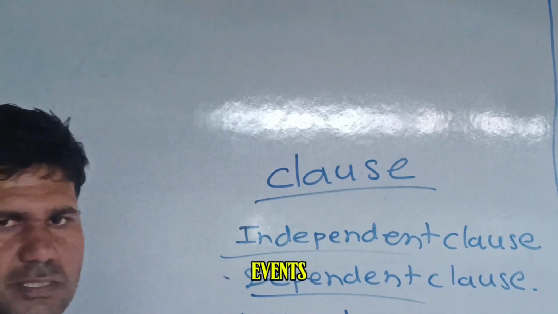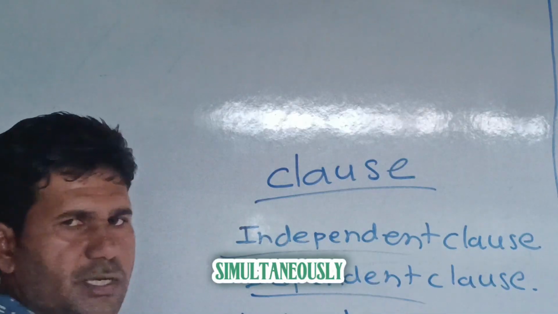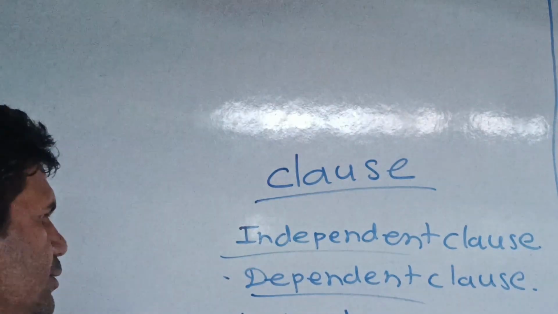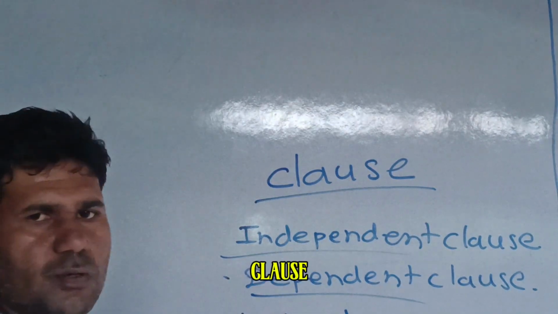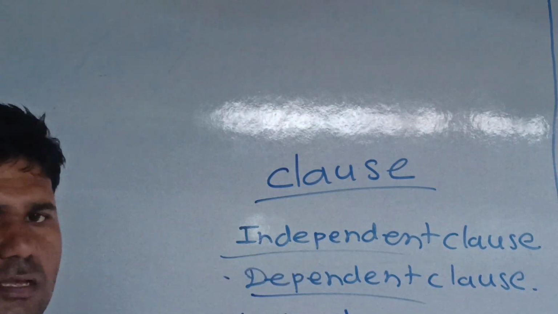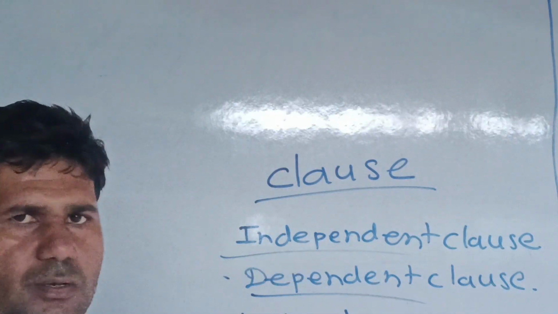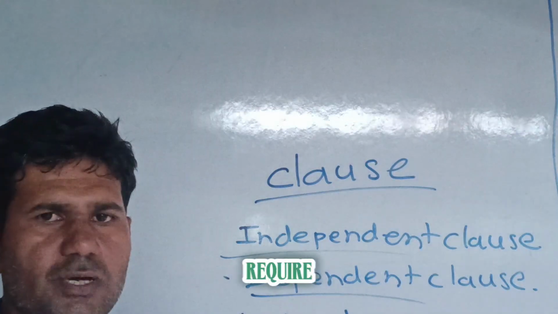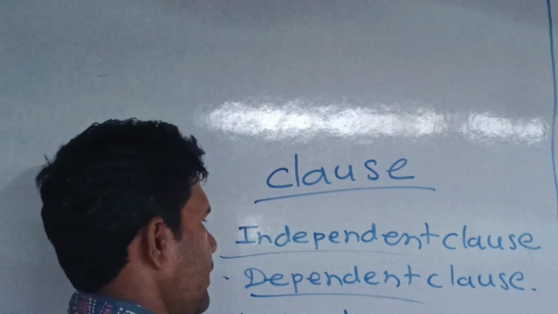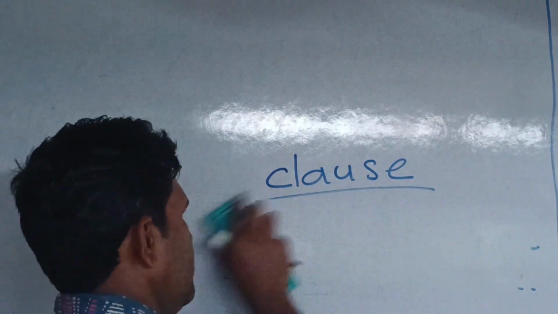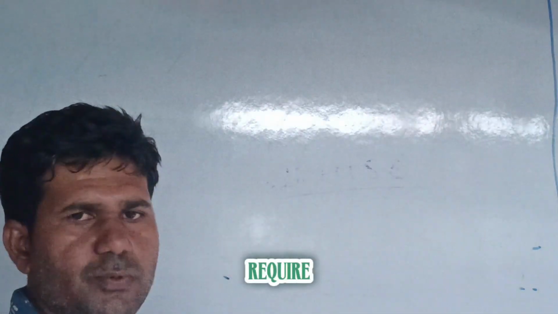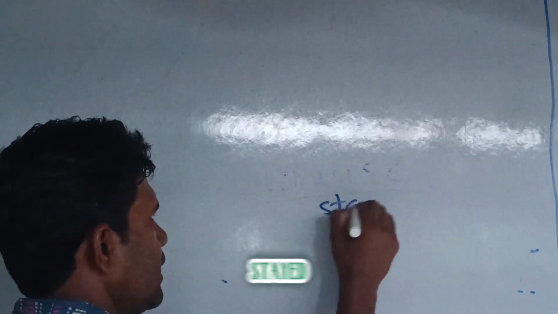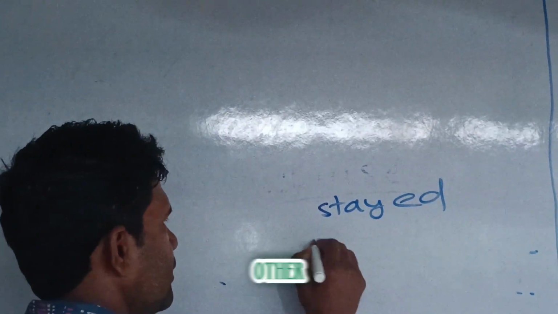There are two events that happened. One of them is the dependent clause or subordinate clause, and the other one is the independent clause, or we can say main clause. The main clause doesn't require anything, and the dependent clause requires support. So there are two events. The first event, we stayed inside, and the other one is it was raining.